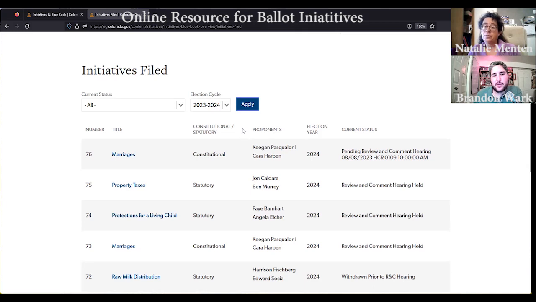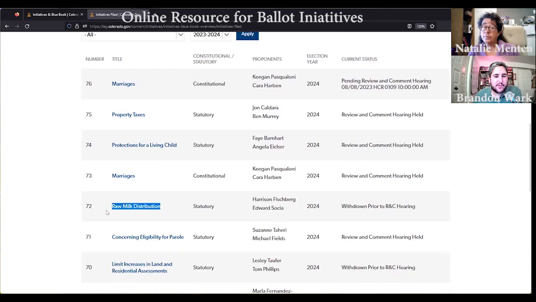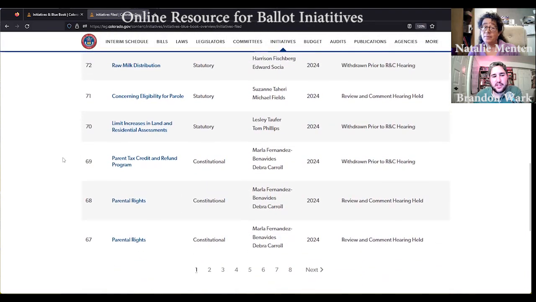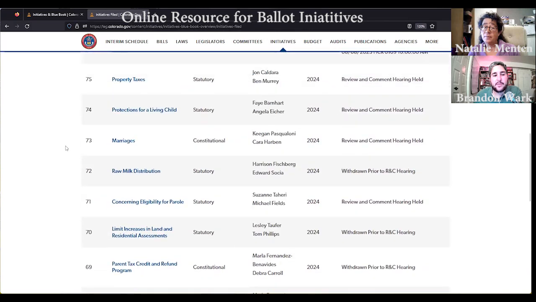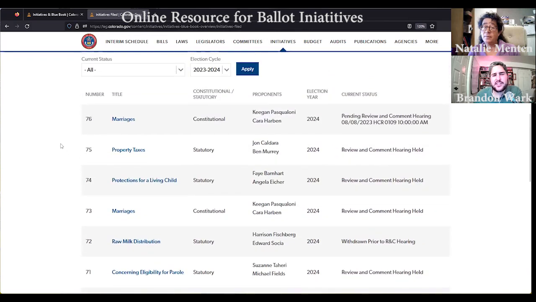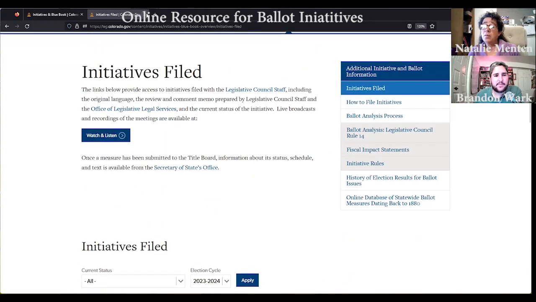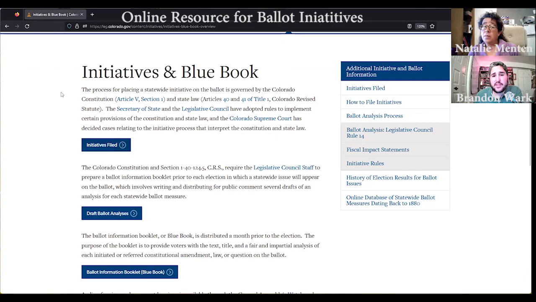Well, I think this page is very important for people who want to do some research, maybe find some background about some of the players in Colorado's political scene. Who are some of the people pushing raw milk distribution, for example, or eligibility for parole? Are these all good guys? Are there some bad guys mixed in here in the initiatives they're pushing? Who are these people behind these initiatives? Could be a great place to find allies and also see who's making moves behind the scenes to change our state laws. So that's the initiative files tab. Let's go back to the previous page.